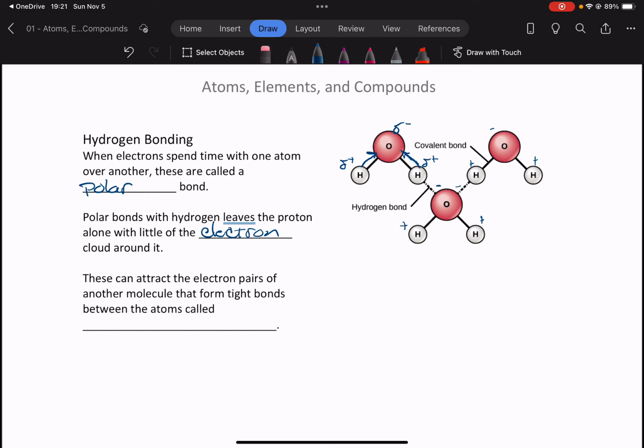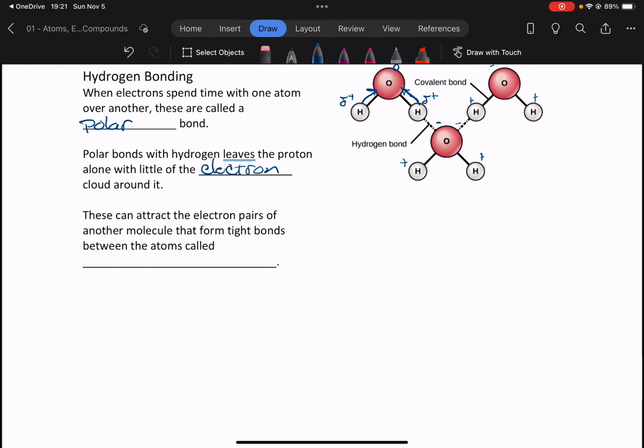But because of these hydrogen bonds, because water forms that tight bond with itself, that's what allows water to have those unique properties that allow life to survive, because water is necessary for life. And so when we're doing polar bonds with hydrogen, we call those hydrogen bonding. And so that's kind of what we're doing here. We're using the hydrogen specifically.